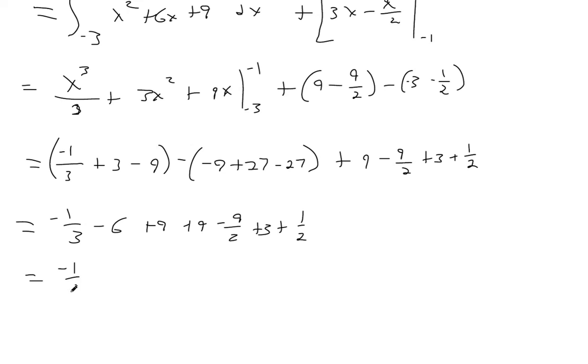So we got negative 1/3. 9 plus 9 is 18. Minus 6 is 12. Oh, and I forgot the 3 over here. 12 plus 3 is 15. And then negative 9 halves plus 1 half is negative 8 halves, or in other words, negative 4. So that's now 11, let's see, 11 subtract 1/3. So that's 33 over 3 subtracted by 1/3. So we got 32 over 3 for our final answer here.